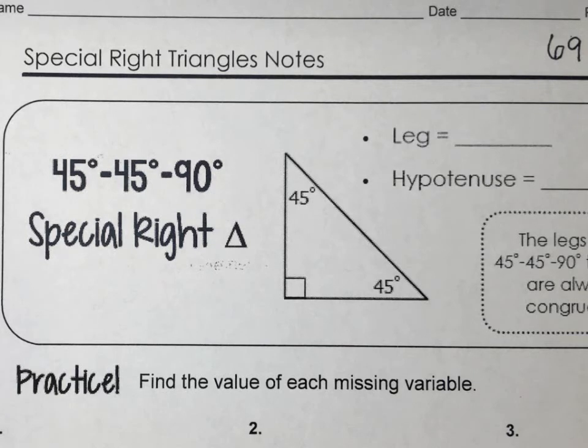Before we get into it, these are called special right triangles because they are right triangles. They got right angles in them. So we already know that kind of classification. We've already classified it by its angle. It's a right triangle. You can also classify triangles by their sides.